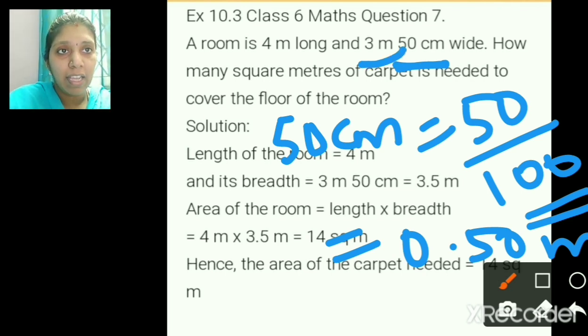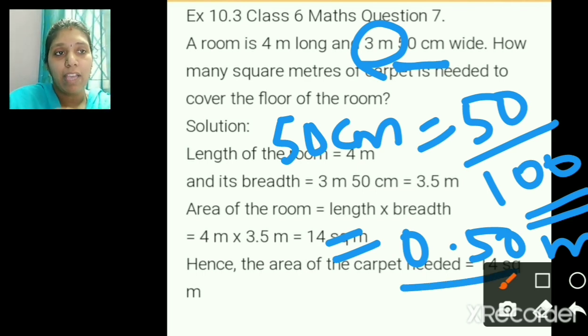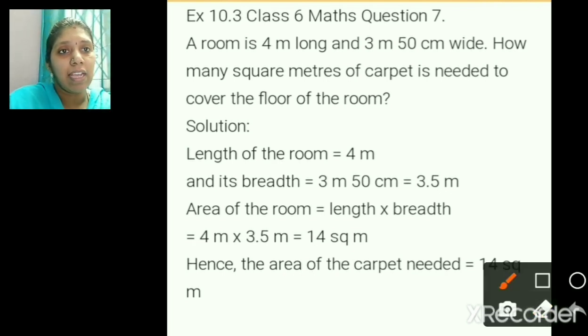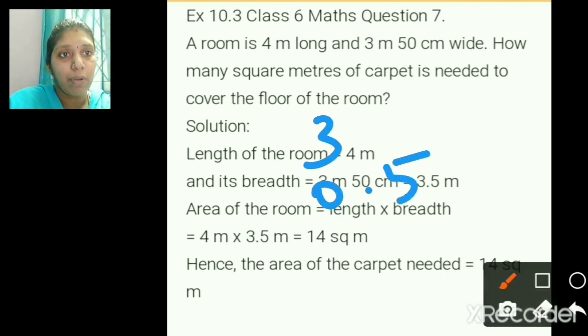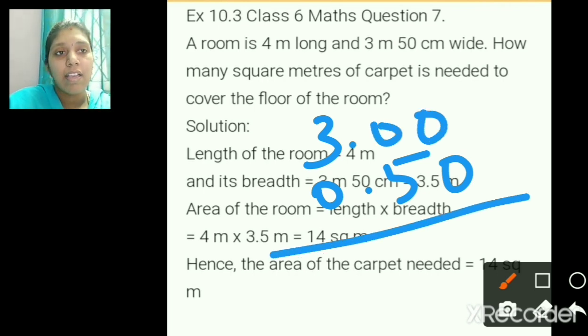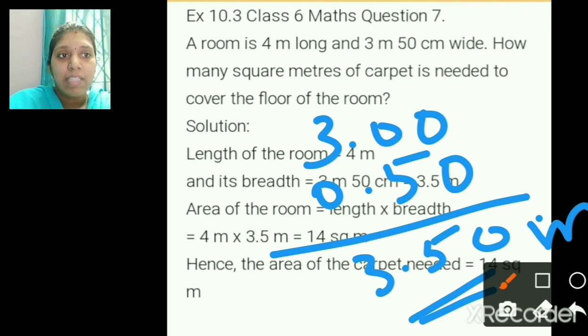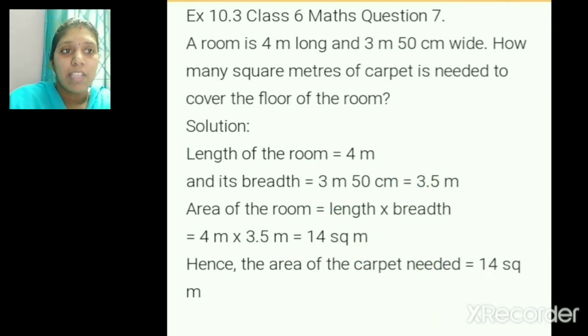Now we have a 3 meter there. We have to add this 0.50 with that 3. So 3 plus 0.50. Can we place a decimal after 3 and add two zeros in order to add them? Yes. So now adding, 0 plus 0 is 0, 0 plus 5 is 5, again 3 plus 0 is 3. So 3.50. Okay, what is the unit? Meter. Now length is 4 meter and breadth is 3.50 meter.